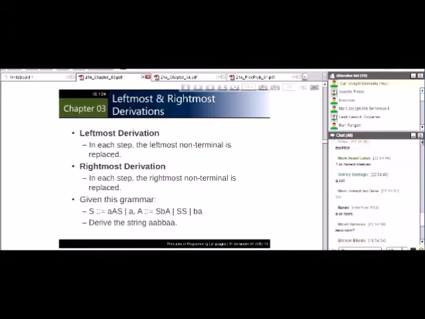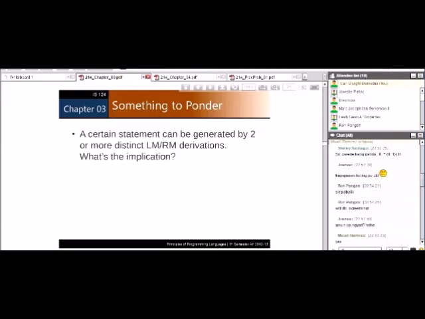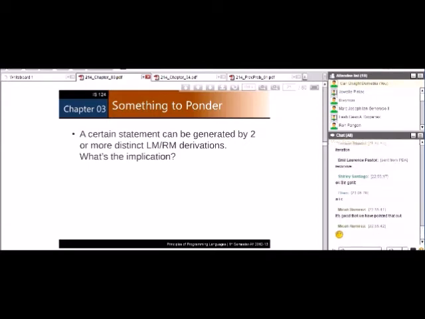So now, what I am asking, if you are able to generate two or more distinct leftmost or rightmost derivation, what's the implication? Ano ibig sabihin nun? So that's a question that you can answer, actually. If you're able to produce distinct leftmost or rightmost derivation, what's the implication?